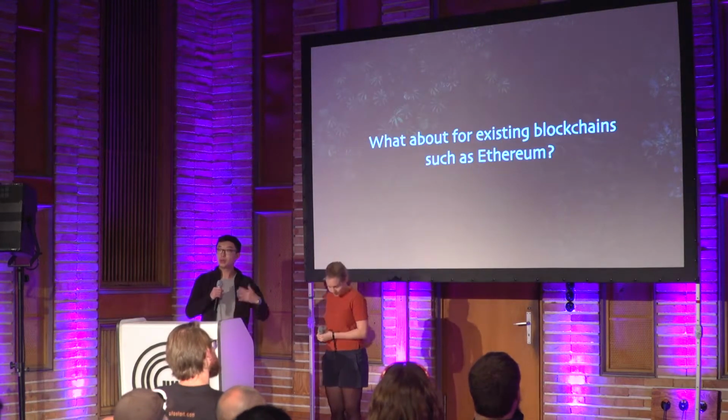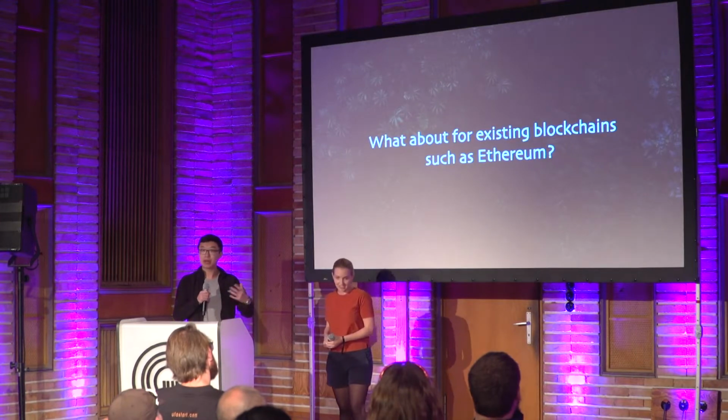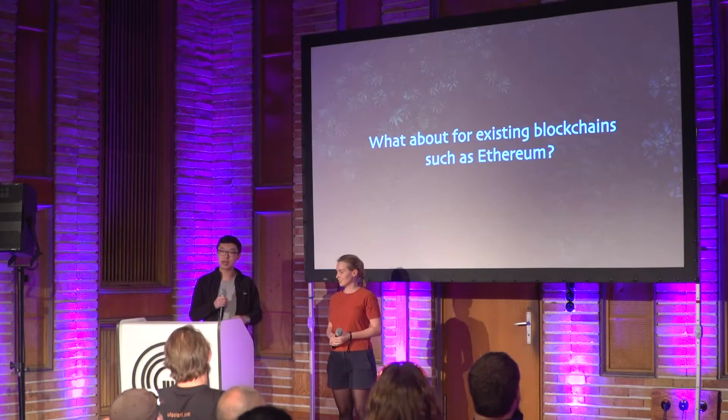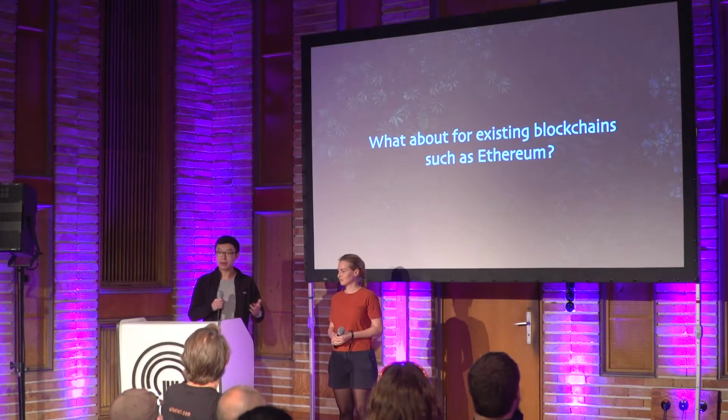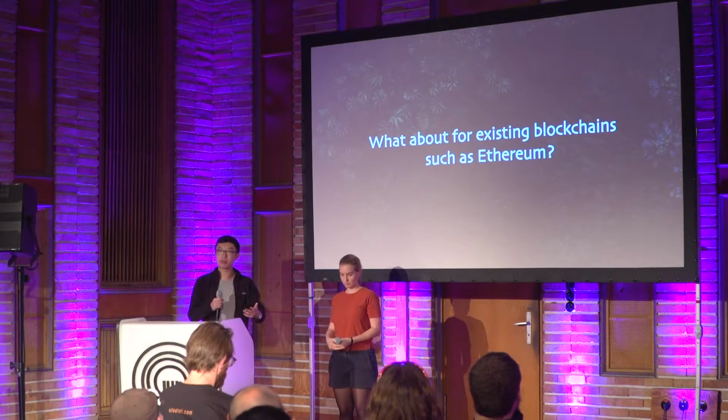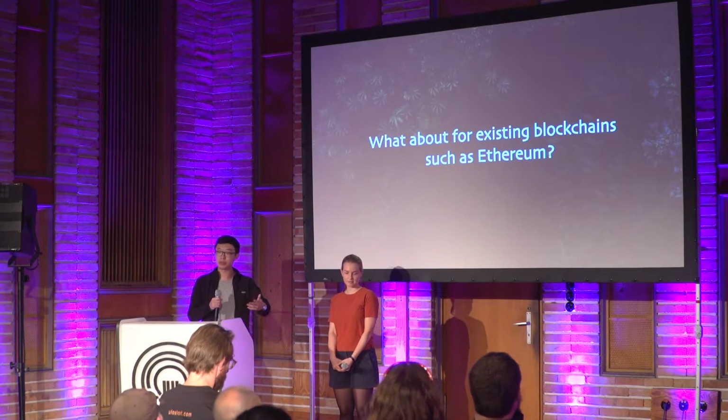And so that is one way to effectively add privacy for payments. It's to build a dedicated blockchain where privacy is at the core. But what about for existing blockchains that have launched, such as Ethereum? How can we address the problems with transparency and privacy here?